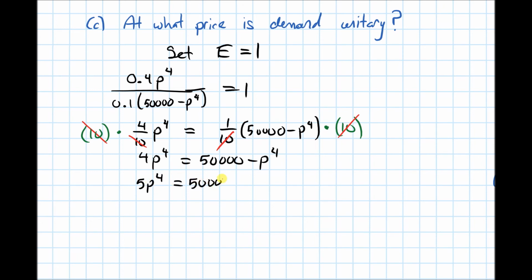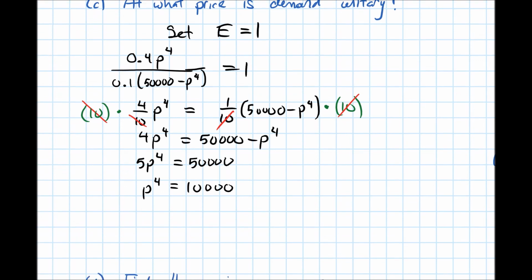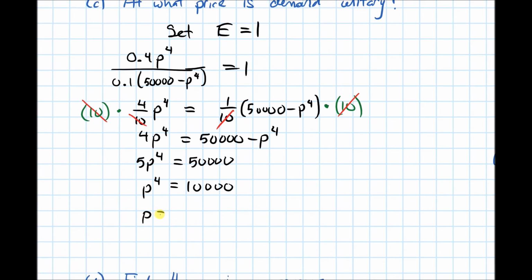Okay, so now we want to take the fourth root of both sides. So p equals the fourth root of 10,000. And you might be wondering, wait, when I take an even root of both sides, don't I need to put a plus or minus? You're right. Typically when we take an even root of both sides, we would need to put a plus or minus. In this situation, we don't, since p is a price, and a price can't be negative. That wouldn't make sense in this context. So that's why I don't need to worry about the plus or minus here.